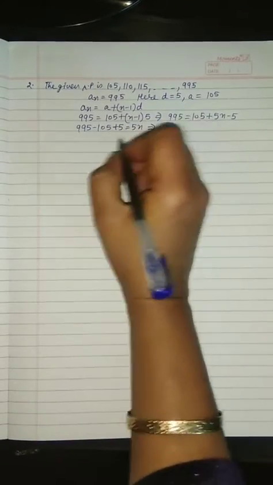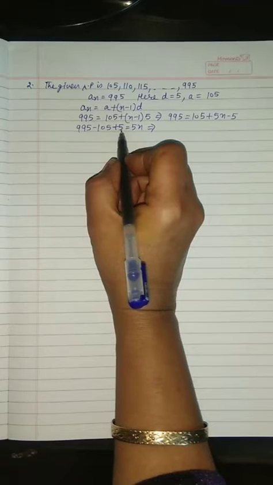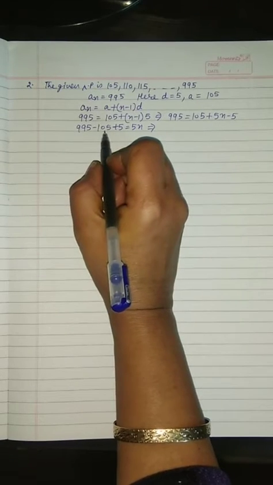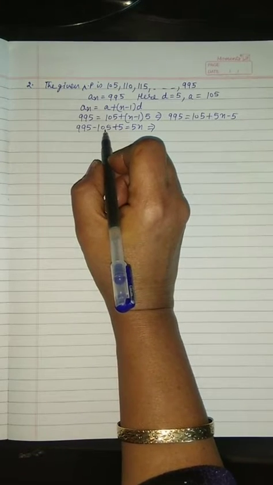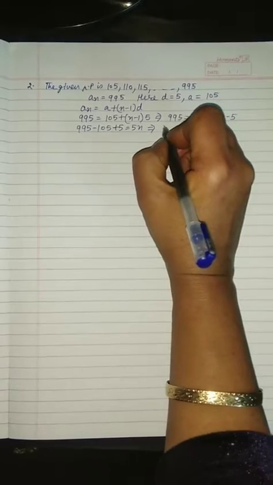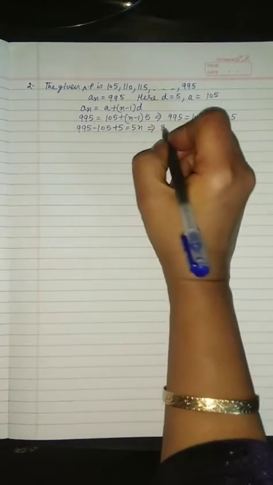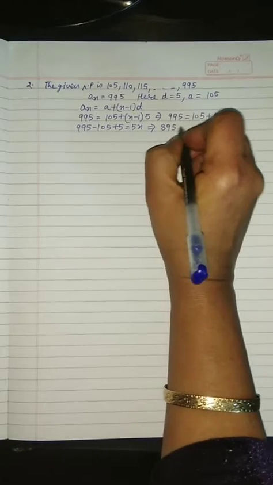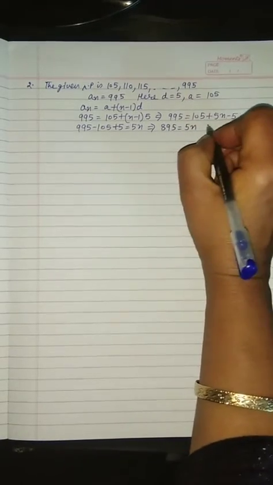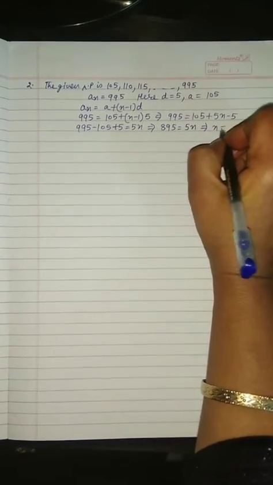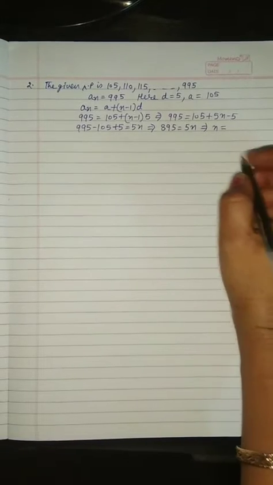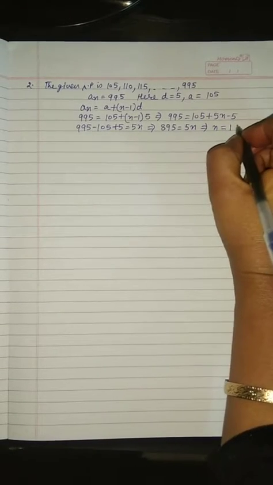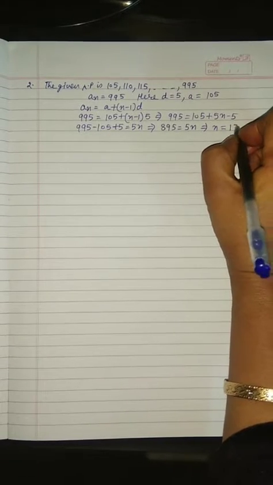So it will become 995 plus 5 is 1000, minus 105. Now it will become 895 is equal to 5n. So we will find the value of n from here. It will be 179. Now n is 179.